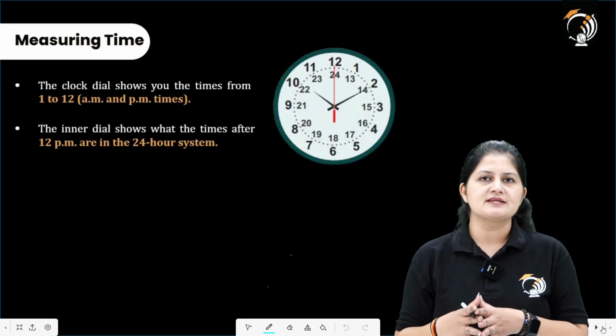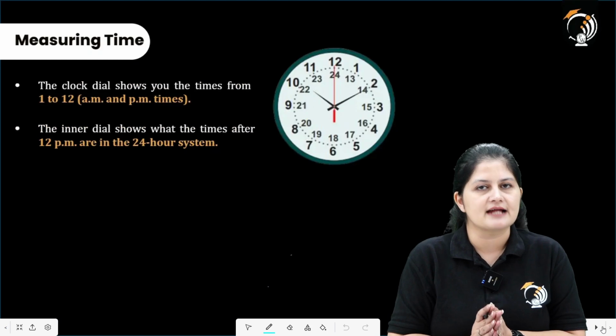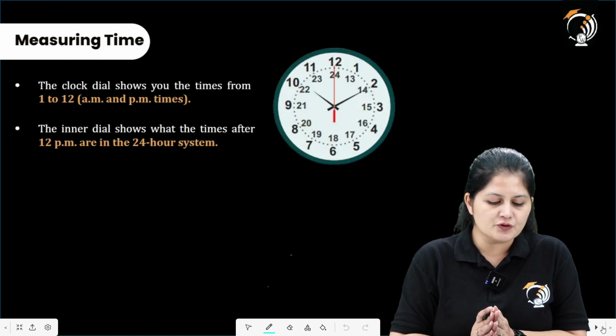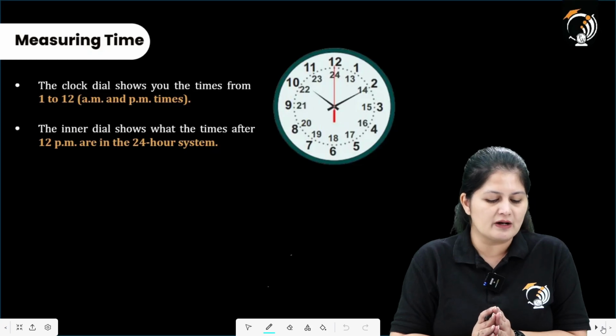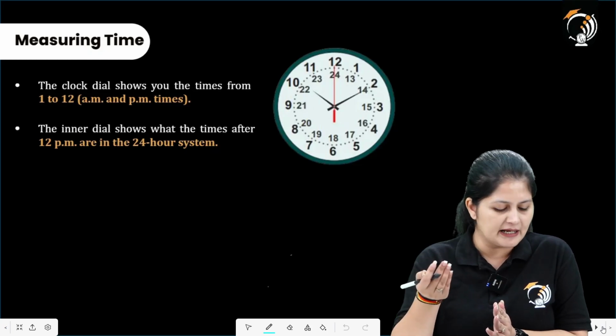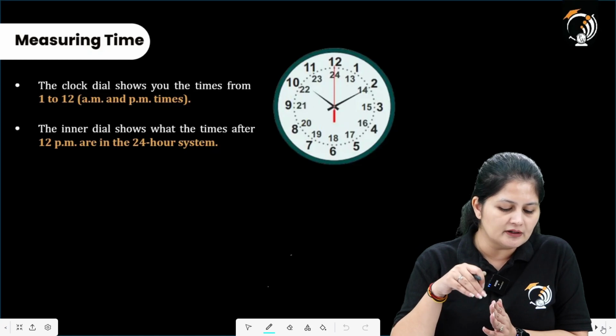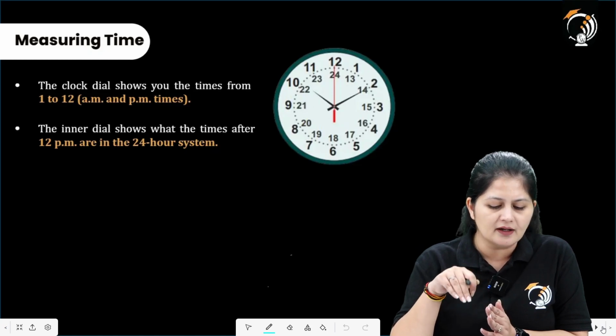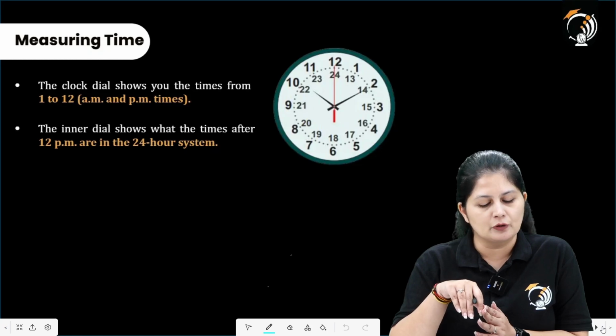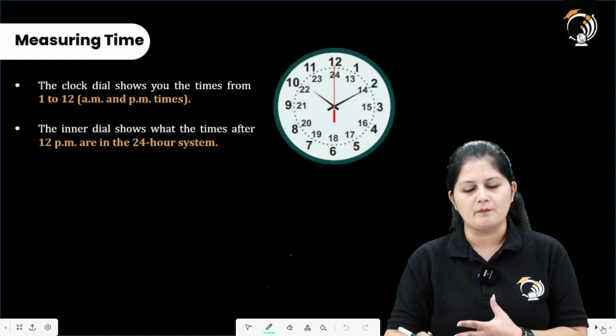Moving to the next important topic for the session, that is time. So here the clock dial shows you the time from 1 to 12, that is from AM and PM times. The inner dial shows what the time after 12 PM are in the 24-hour system. Okay, so this is how we measure the time.